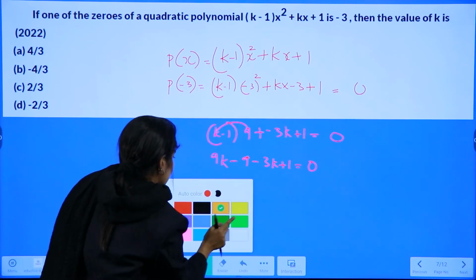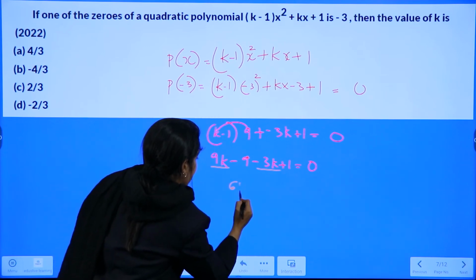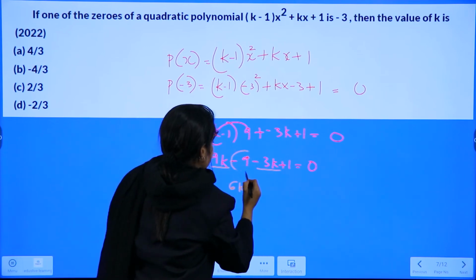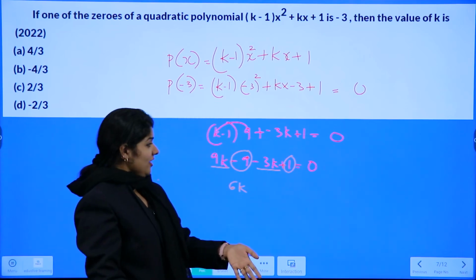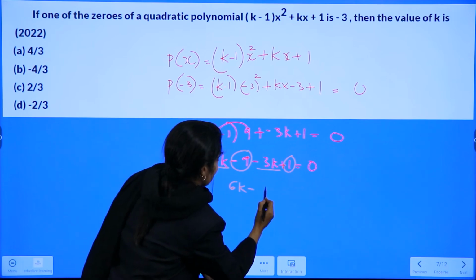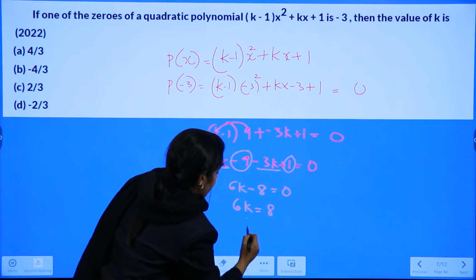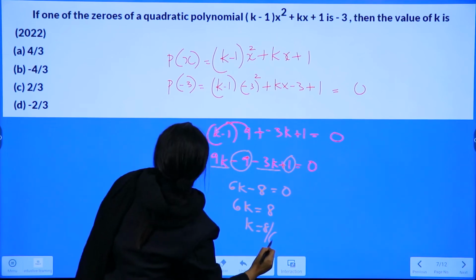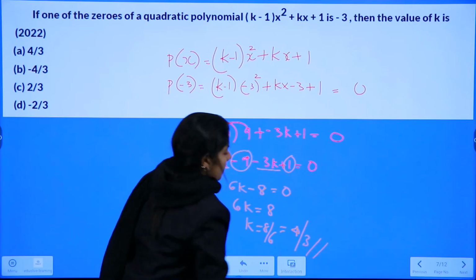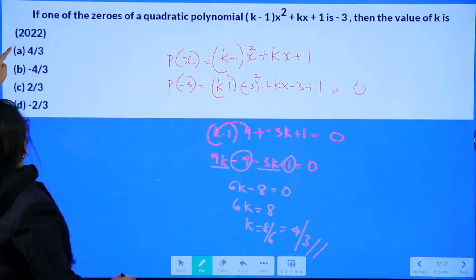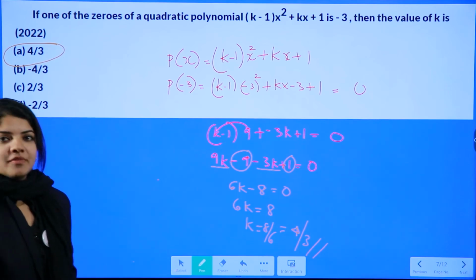Now grouping the like terms, 9k minus 3k, this is 6k, and minus 9 plus 1 is, what is minus 9 plus 1? Yeah, it's very simple, it's negative 8, is equal to 0. So 6k is equal to 8, k is equal to 8 by 6, which you can simplify as 4 by 3. And this is the answer. 4 by 3 means option A, the first one.